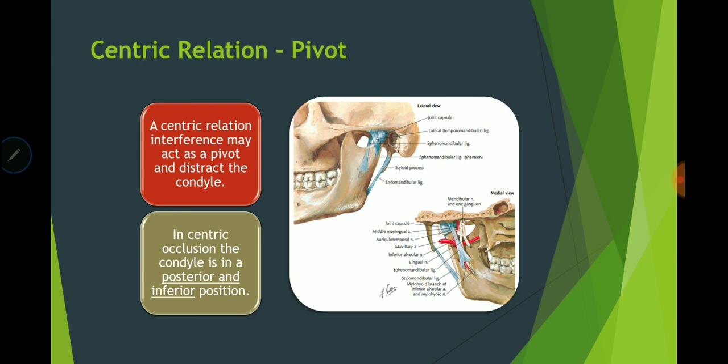Centric relation pivot. The centric relation interference may act as a pivot, and it may distract a condyle. Distract meaning it may cause the condyle to come out of the fossa. So in centric occlusion, the condyle is in a posterior and inferior position. That's very significant, and you have to know this, because in centric relation the condyle is in the most superior anterior position, while in centric occlusion the condyle is in the posterior and inferior position.